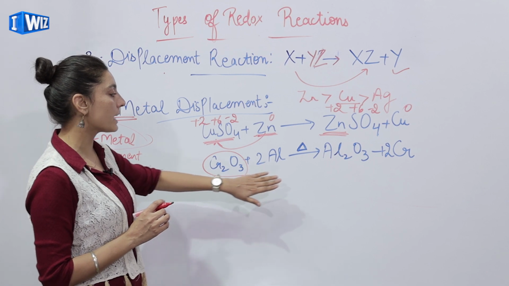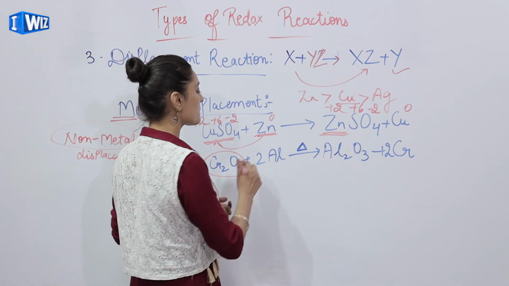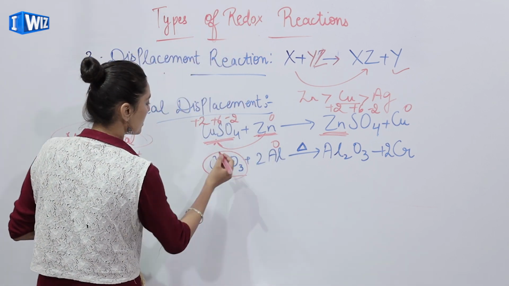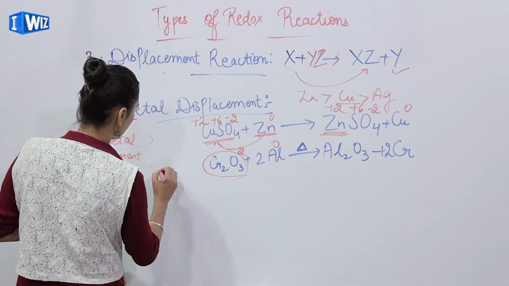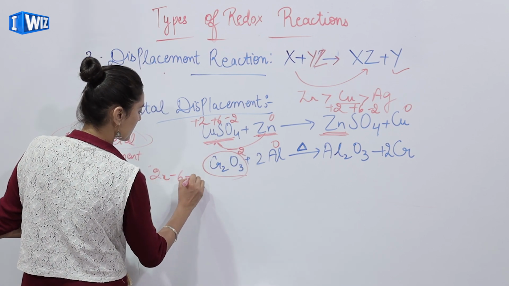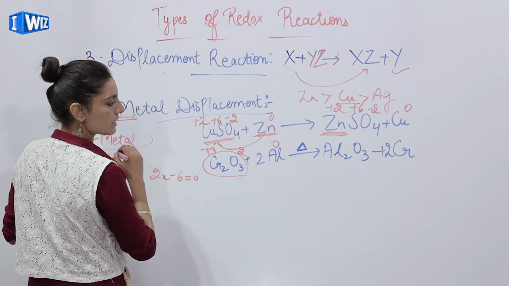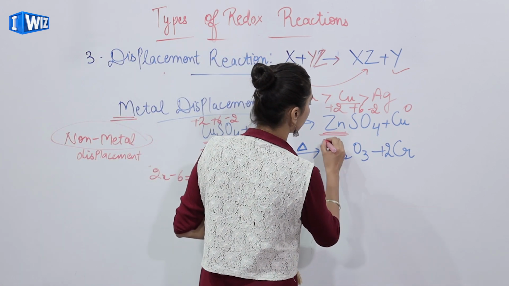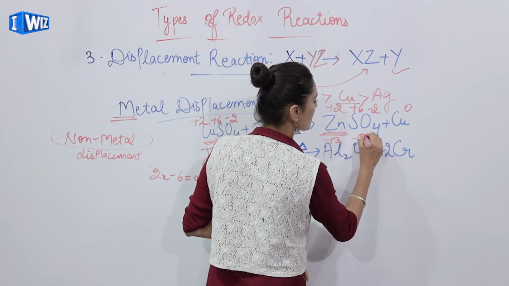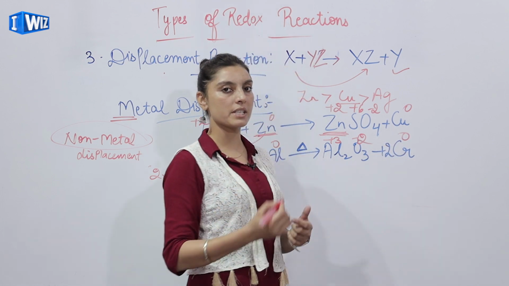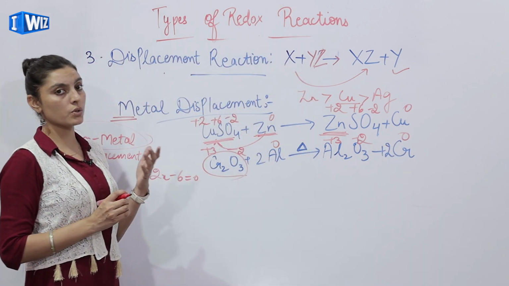Moving ahead, we have the chromium oxide. Here the chromium oxide is reacting with the aluminium which was present in its elemental state. So here if oxygen is minus 2, then 2x minus 6 is equivalent to 0, so chromium is in the plus 3 state. Again aluminium in the plus 3 state, oxygen in the minus 2 state, and chromium being a metal in the 0 state or the neutral state.